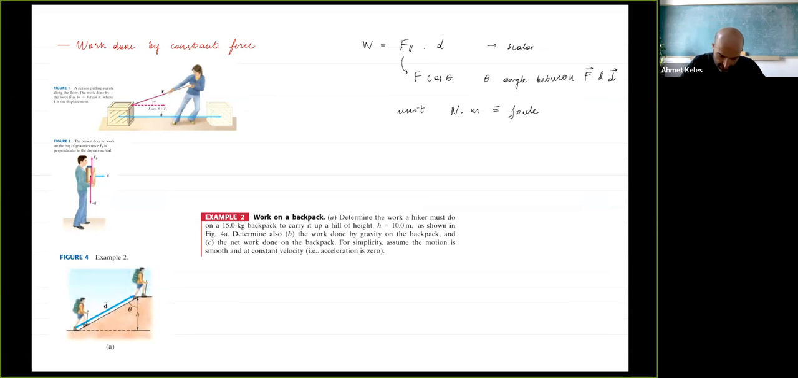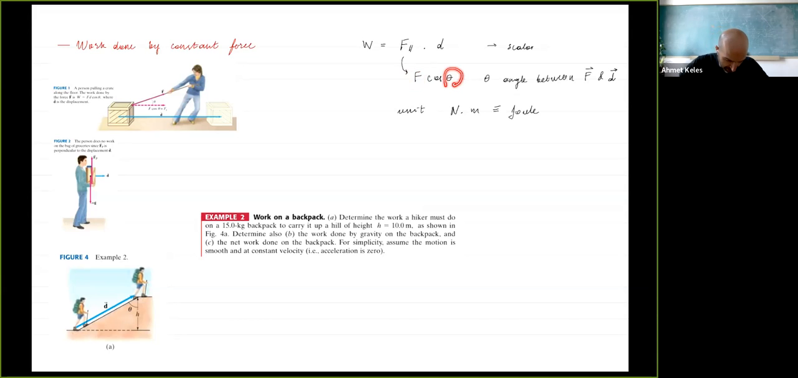I think we can already see something from this angle dependence. For example, if the force is perpendicular to the displacement, theta is pi over 2, or 90 degrees, and the cosine of 90 degrees is 0. So if force is perpendicular to displacement, that force is not doing any work, even if the object is moving.